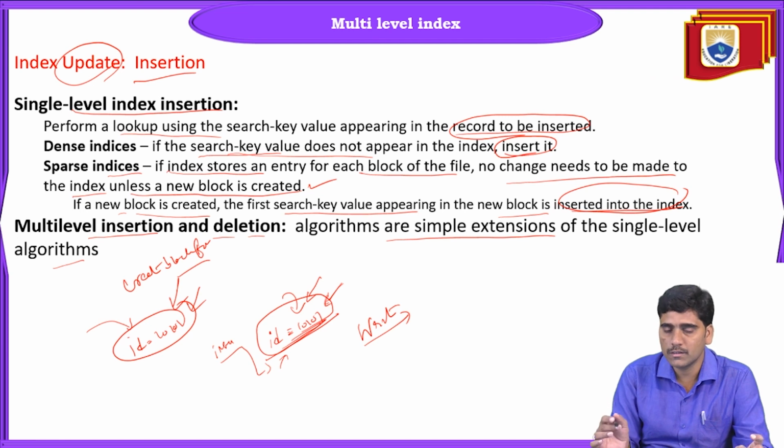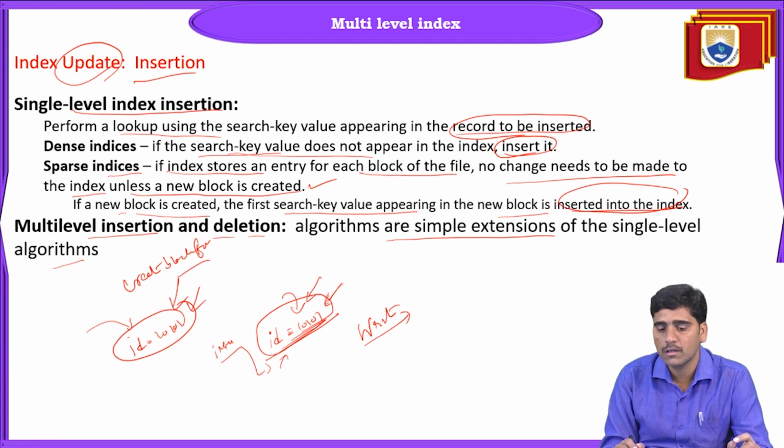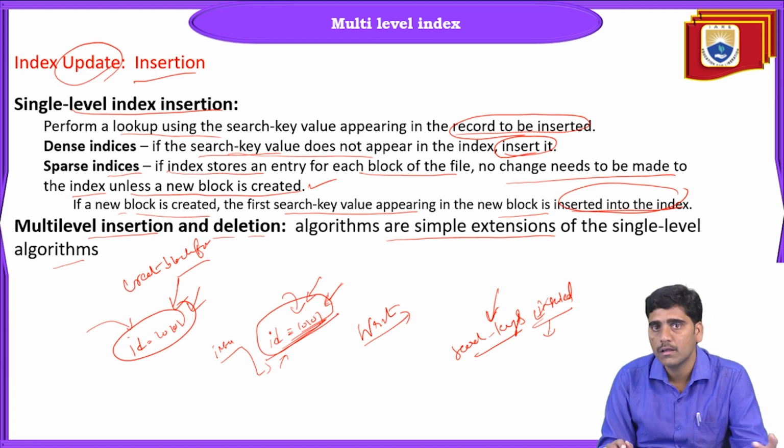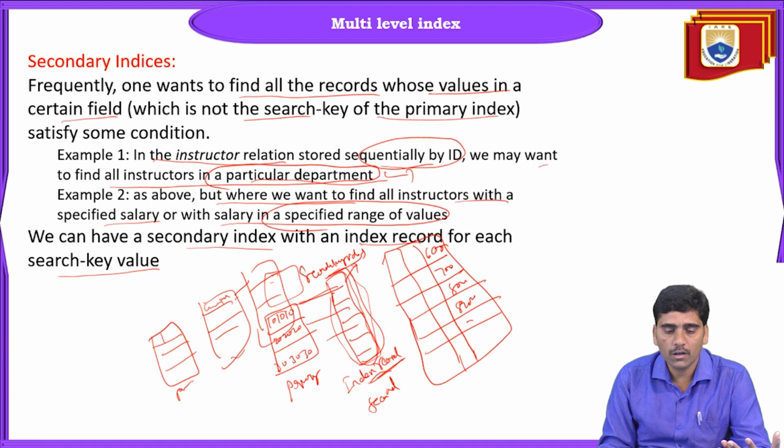In dense indices, insertion is based on the search keys. If the search key value is already present, no new entry is inserted. But if the search key value is not present, you can create a new block to insert it. If it is already present, you just update your values in the data block. That is how dense indices and sparse indices perform index update on insertion. And the last topic, secondary indexes.